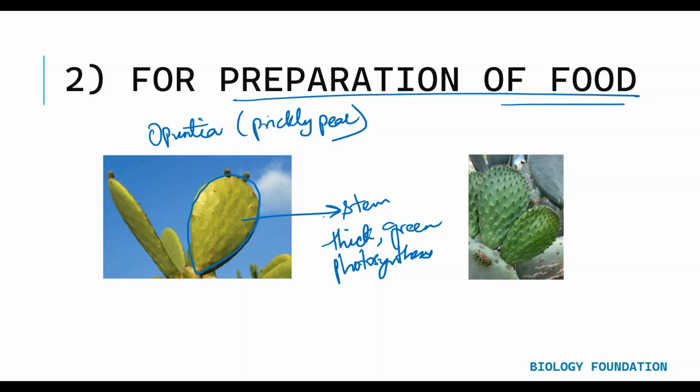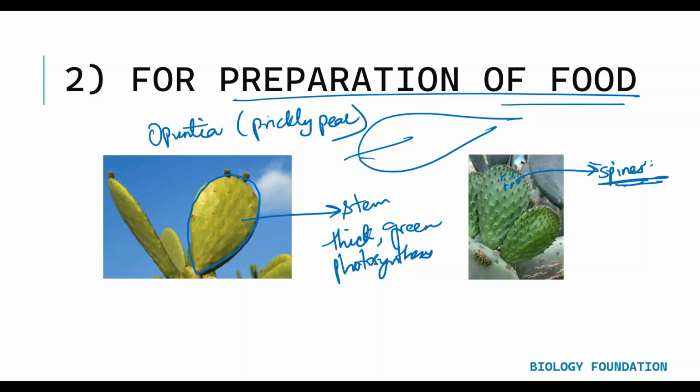Then you might say, ma'am, where are the leaves? Can you see this thorn or spine like structures? They are your leaves. The leaves are highly reduced. Usually, we imagine the leaves something like this. But in these plants, the leaves are highly reduced and they get modified into spines. But whatever structures that you see here, they are not your leaves, they are the stems. Here, the stem is thick, it's green in color, and it performs photosynthesis.